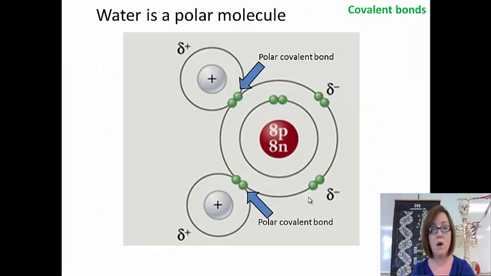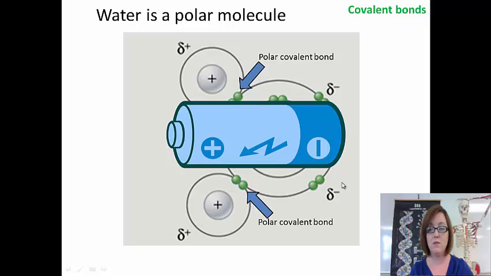So this is an example of water, and water is a polar molecule. The blue arrows in this picture are pointing to the single covalent bonds that we find between hydrogen and oxygen in water. And this is an oxygen-hydrogen bond here, and that's one of the ones I said to look out for polarity. So these electrons that are shared aren't shared equally. They spend most of their time with oxygen. Same thing here. These electrons are not shared equally. They spend most of their time with oxygen.